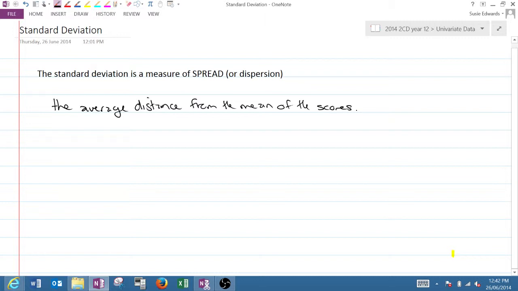So what that means is if we looked at some different scores, so for example, we'll go really easy, we'll go 2, 3, 4, 5, and 6, all right? What's the mean for these scores? We should be able to quickly find the mean for these scores. It's just 4, okay? So the mean is 4.